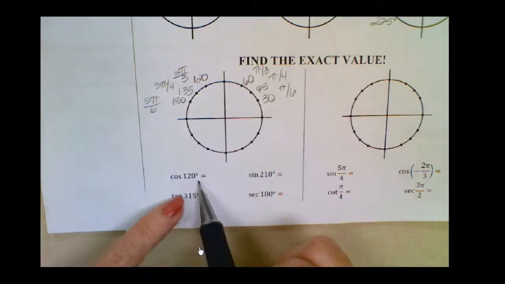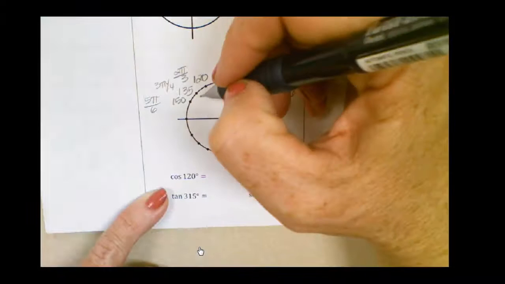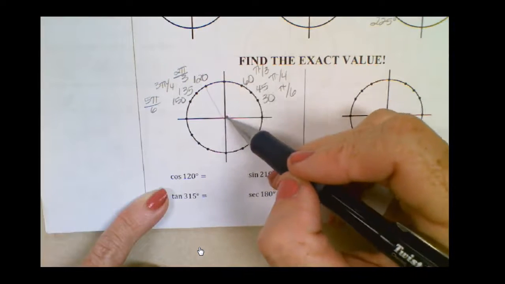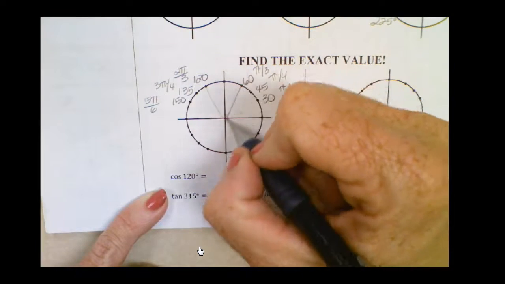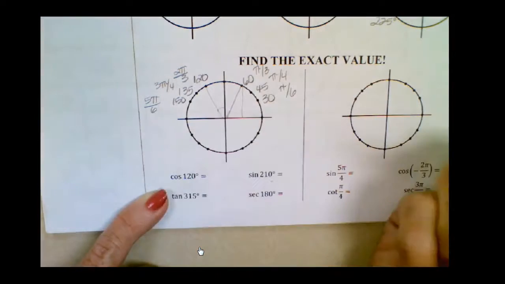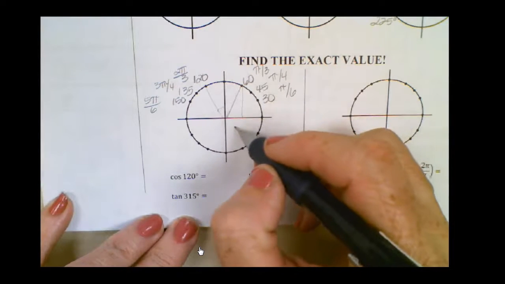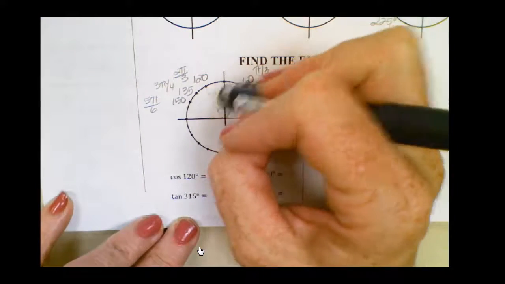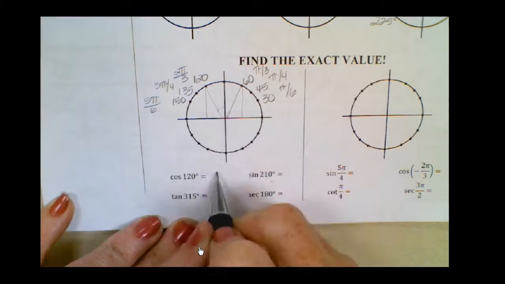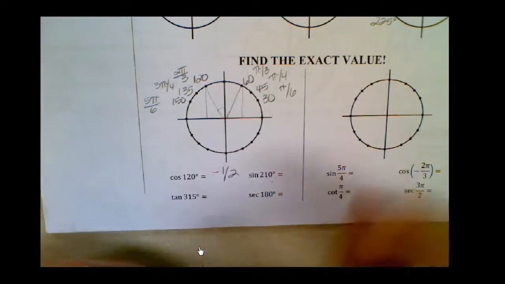So let's do cosine of 120. 120 is right here, so its reference angle is 60. Okay? So at 60, my cosine for my reference angle is 1/2. The difference is when I come down over here, now my cosine is going to be negative of that, negative 1/2. Okay? Sine of 210.